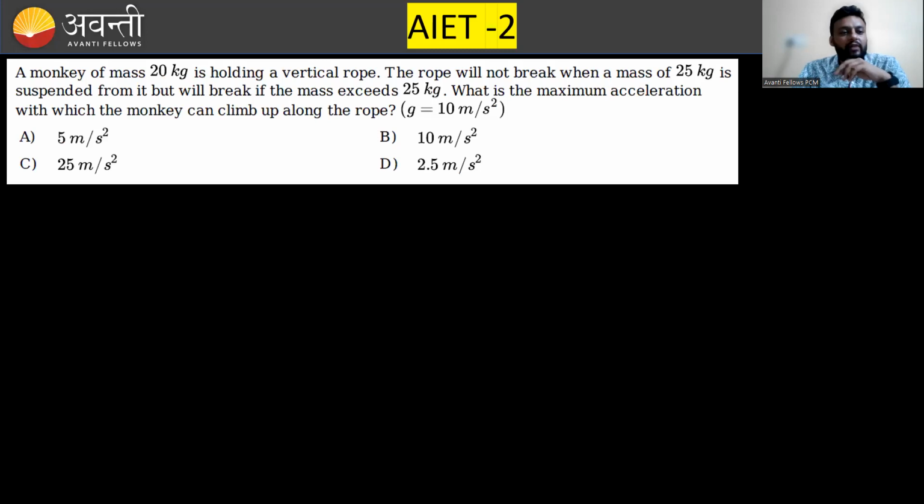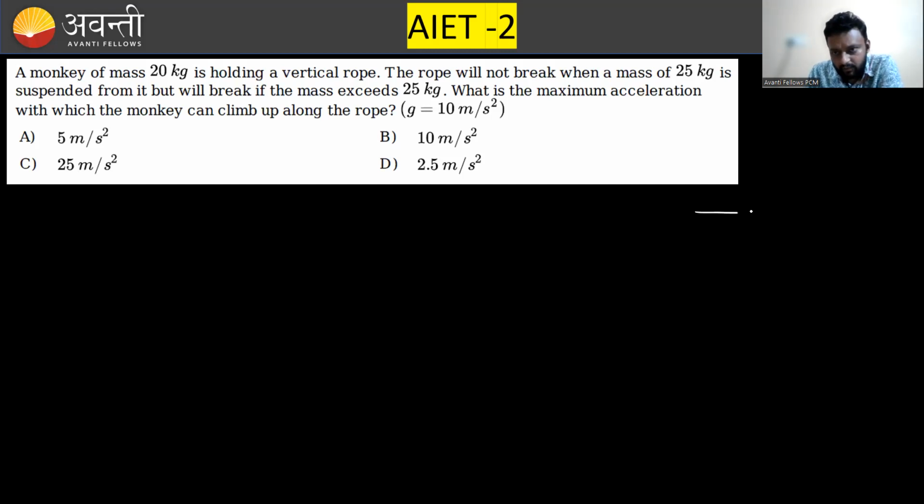Another question says, a monkey of mass 20 kg is holding a vertical rope. The rope will not break when a mass of 25 kg is suspended from it, but will break if the mass exceeds 25 kg. That means the maximum tension it can hold is 25 kg. What is the maximum acceleration? Okay, let's draw the diagram.